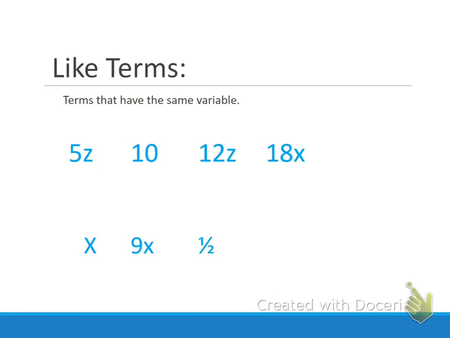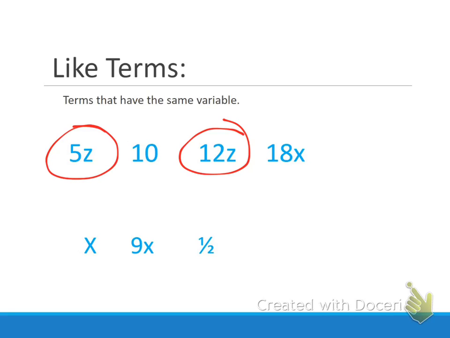All right, so yesterday we started talking about like terms, which means terms that have the same variable. So look at this list, and I'd like somebody to tell me two of these that have the same variable. In other words, are like terms. Lucas, tell me two. 5z and 12z. So 5z and 12z, we could combine those because they have the same variable. Natalie? 18x and 9x. And there's one more.